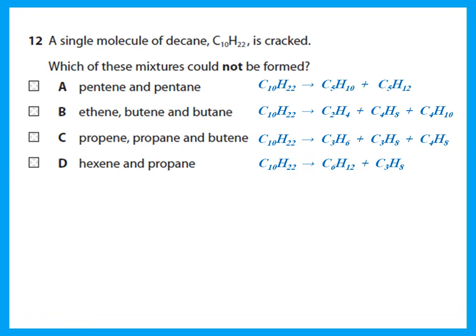But if we break up C10H22, can I end up with hexene and propane? Well, hexene is C6H12, propane is C3H8. So the total number of carbons is not 10, and the total number of hydrogens is not 22. So I cannot get this. So this is the one that could not be formed.